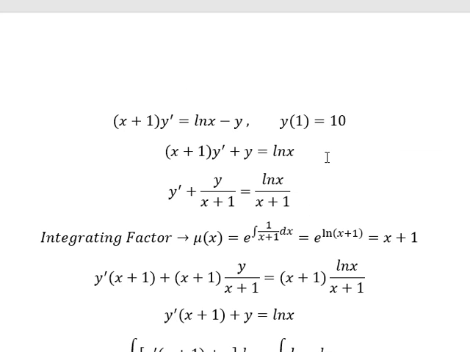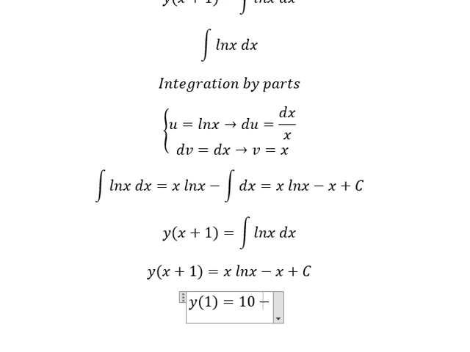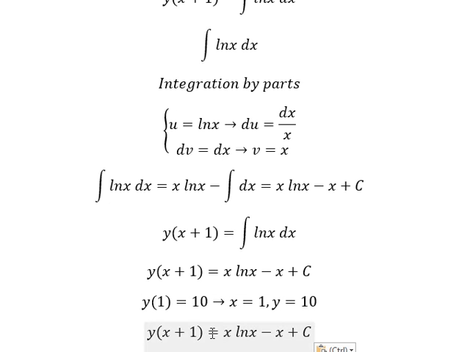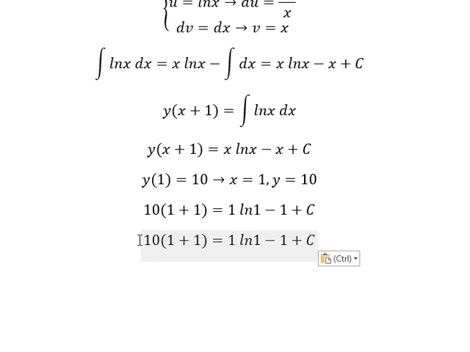Now we have the conditions. That means when s equals to number 1, y equals to number 10. So I will put number 1 here, number 10 here. So we can find the value of c. This one we have number 20.